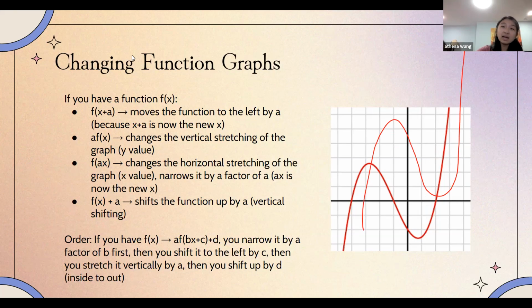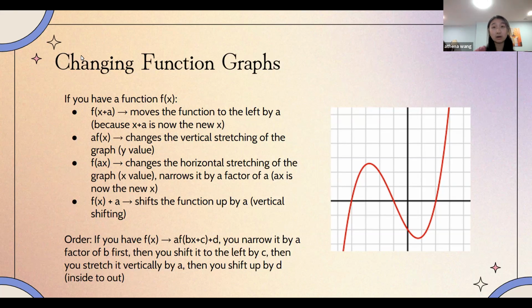Okay, and then we have an order of how we do these things. So if we have f of x maps to a times f of b of x plus c, that's all in the function, plus d, we first narrow it by a factor of b, and then we shift it to the left by c, because multiplication first always happens before addition, but since it's all inside of the function, you do that function first. And then you stretch it vertically by a, and then you shift up by d.